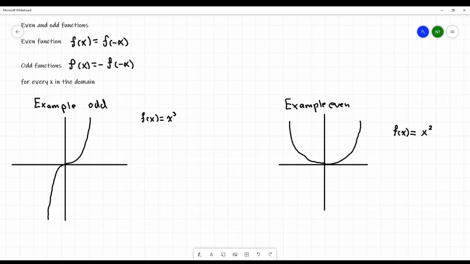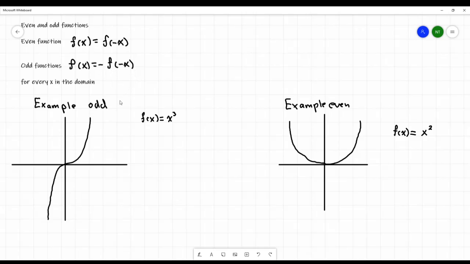Okay, guys, the last thing I want to touch on in my important functions for calculus series is a property called even and odd functions. Even functions are functions that respect this property: f of x is equal to f of minus x, and odd functions are functions that respect the property f of x is equal to minus f of minus x.